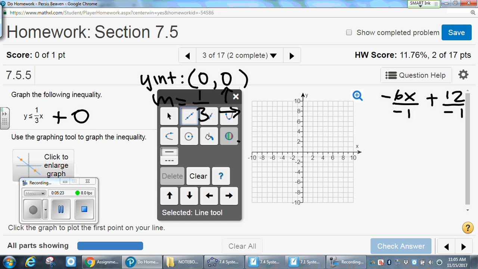2 points. Do we need solid or dash line? Solid, because we have that equal part. Solid. Origin, that's the y-intercept. And then using the slope, 1 up, 3 to the right. I'm going to color above or below. It's less than, so that means below.